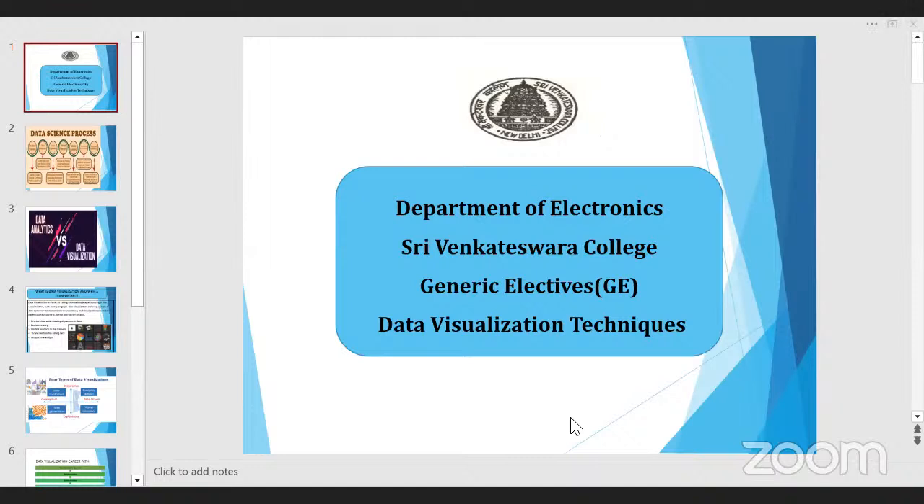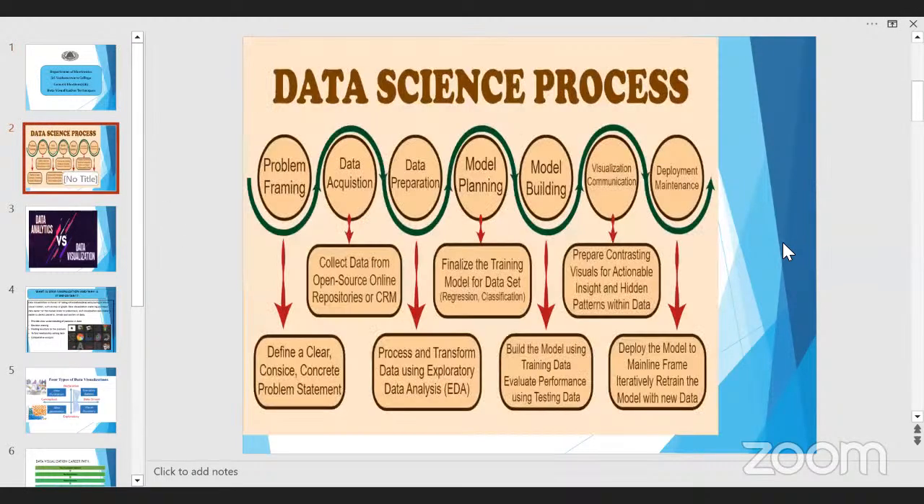Welcome to all. The generic elective that the Department of Electronics is offering in this semester is data visualization techniques. And I know a couple of teachers prior to this one have spoken about the importance of data, and the importance of big data to be more precise. It is no different that we also emphasize learning about data and data as a science. Interestingly enough, data has become science now owing to the magnitude of data that is available currently.